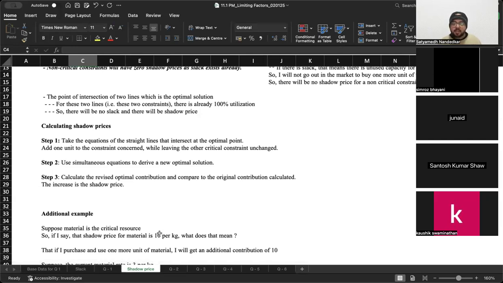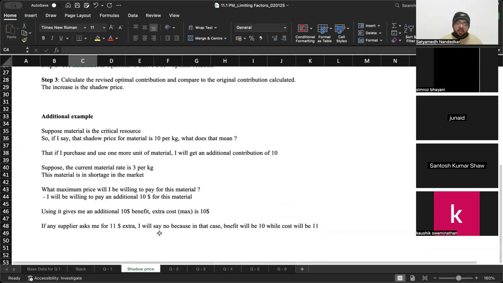Use the simultaneous equations to derive a new optimal solution. Calculate the revised optimal contribution and compare to the original contribution achieved. That difference is your shadow price. Suppose material is a critical resource. So if I say that shadow price for the material is 10 per kg, what does that mean? That if I purchased and use one more unit of material, I will get an additional contribution of 10 rupees.